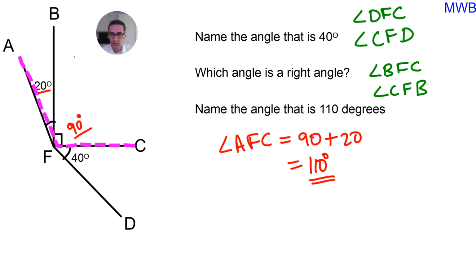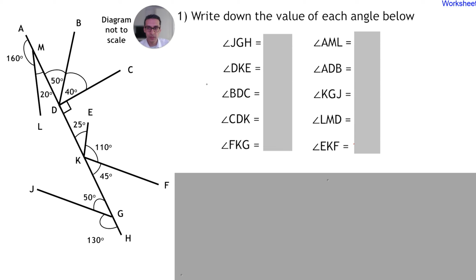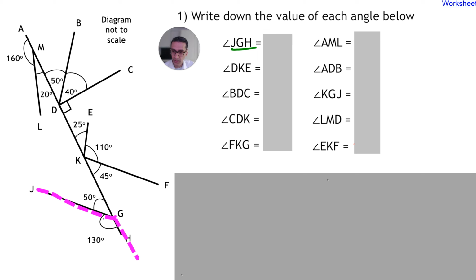Okay, let's try a practice sheet. Now you may not have a printout here, but the screen should be okay enough for you to do the following questions. I'm going to do the first example for you and then you can do the rest. So it says write down the value of J, G, H. So you just trace your finger from J to G and then G to H. So I can see J is here, J to G, G to H. The angle I want is this one here, and I can see that's going to be 130 degrees.